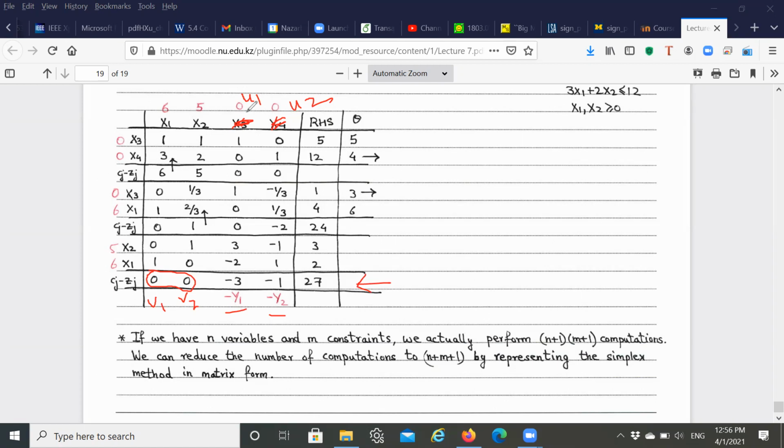So y1 times u1 is 3 times 0, which is 0. y2, which is 1, times 0 is also equal to 0. So this again satisfies the complementary slackness condition. So in the last iteration of the primal simplex method, you will also get the solution for your dual. And you would also know what the basic and non-basic variables are. Isn't that crazy, as our friend said?